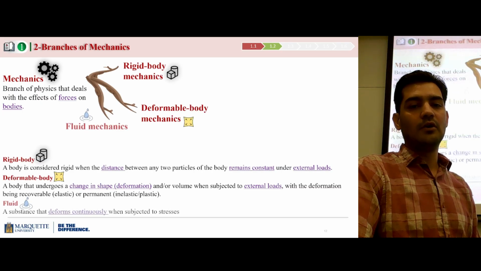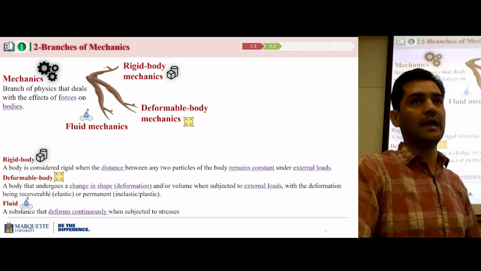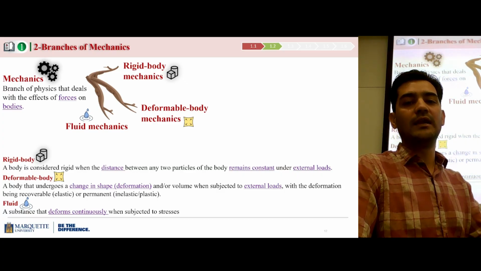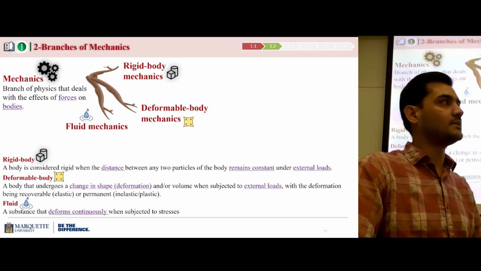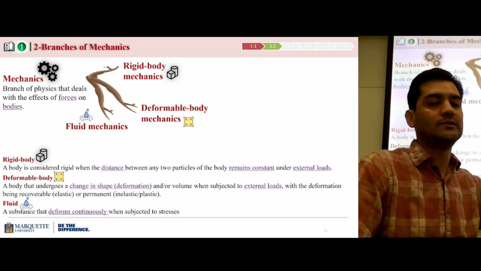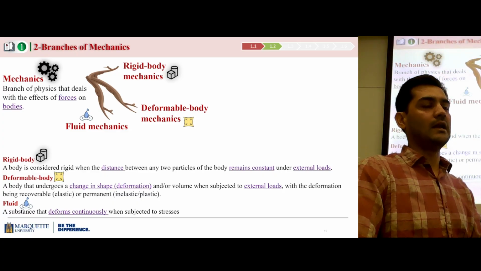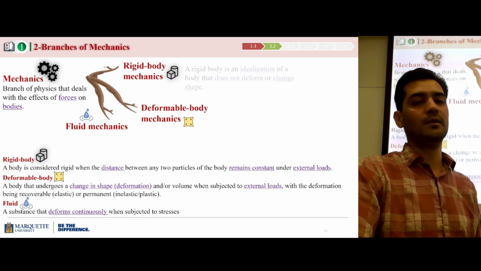So we also talked about the branches of mechanics. There are three main branches: you have rigid body mechanics, deformable body mechanics, and then fluid mechanics. In fluid mechanics, the body is a fluid or a gas, so this is outside the scope of this course. So you have rigid body mechanics, and then you have deformable body mechanics.